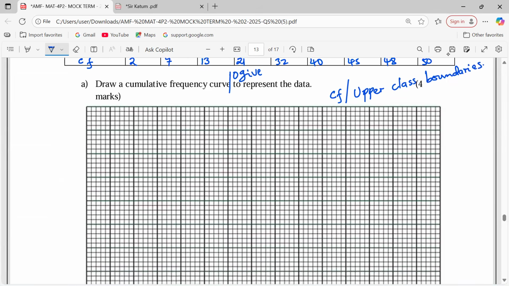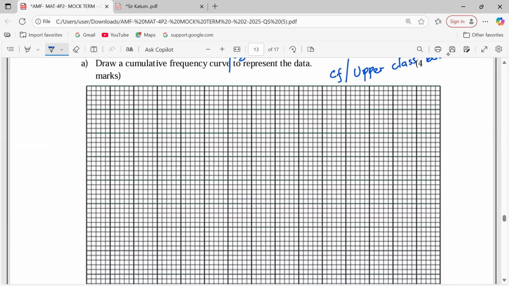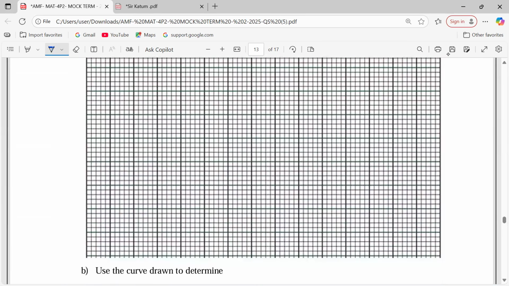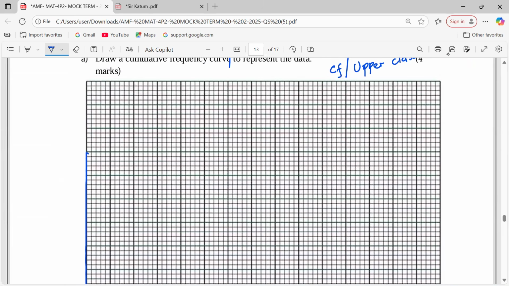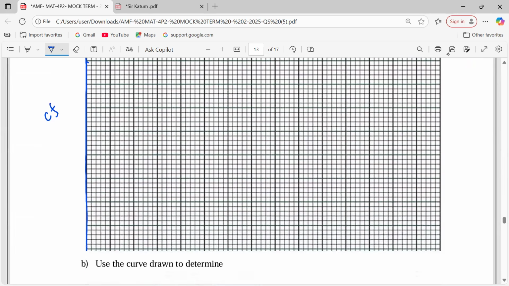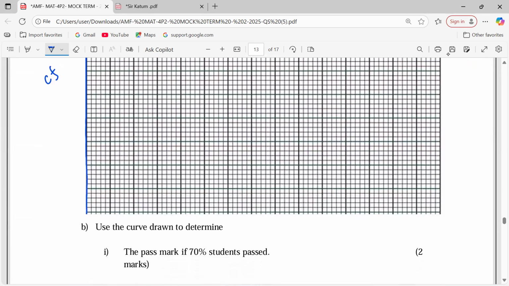So I'm now going to establish the vertical axis where cumulative frequencies shall be. So I draw a vertical line for the vertical axis. Then along this, we shall have the cumulative frequencies. Then on the x-axis, I'm going to have the upper boundaries, or rather the marks. So the marks of these particular students are going to occupy the horizontal axis.